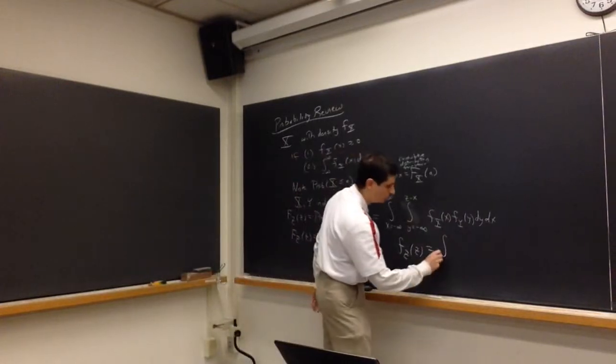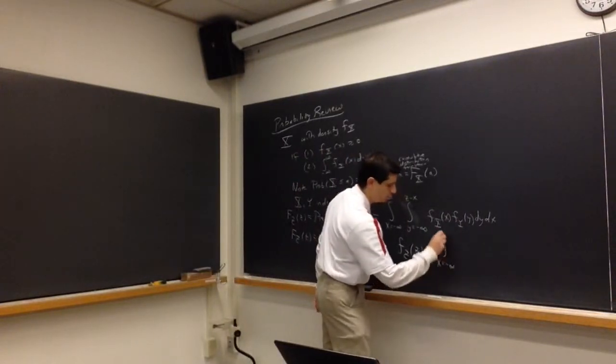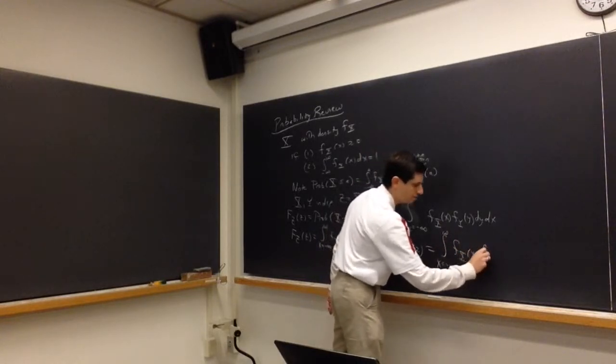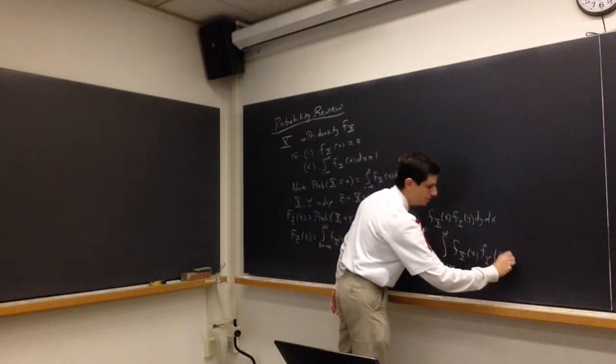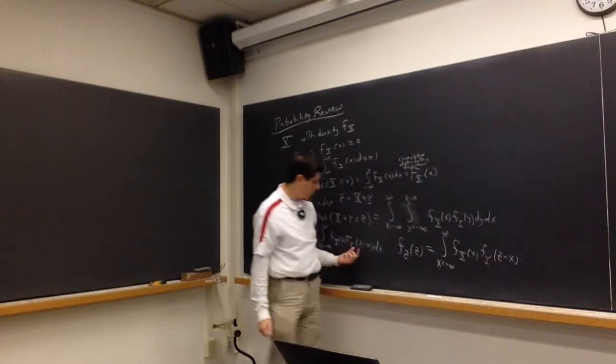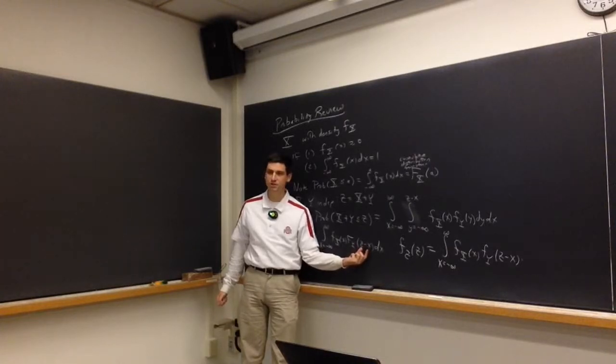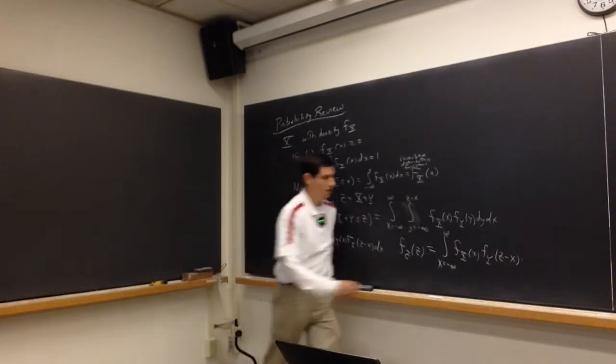So we then get it's the integral, x goes from minus infinity to infinity, fx of x, fy of z minus x. And now we need to take the derivative by the chain rule of z minus x with respect to z. What's the derivative of z minus x with respect to z? 1.